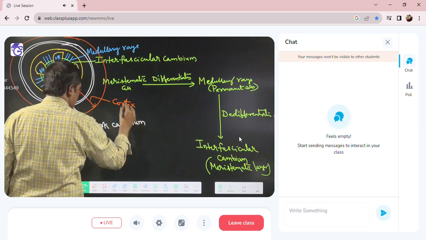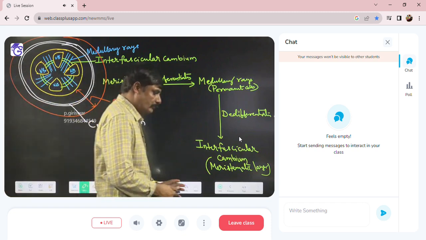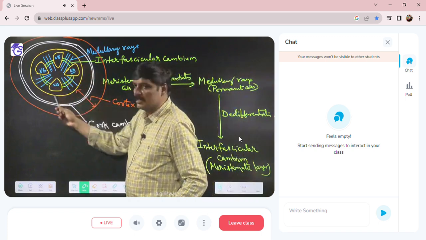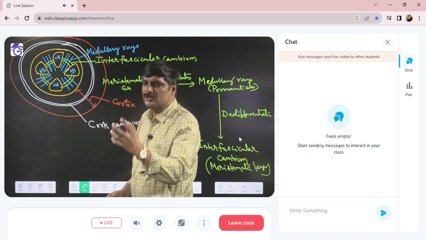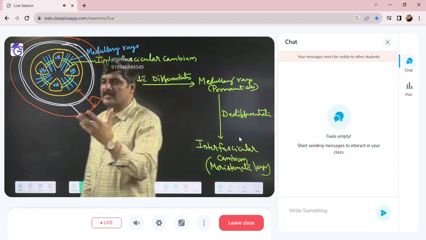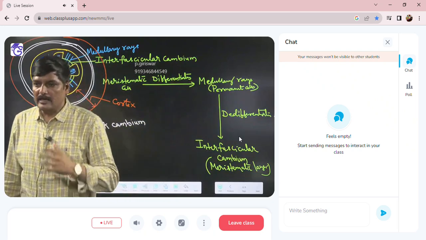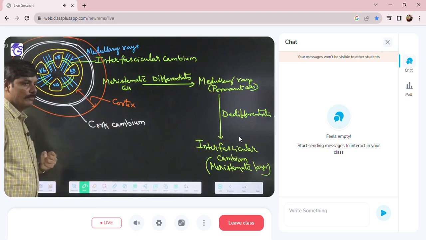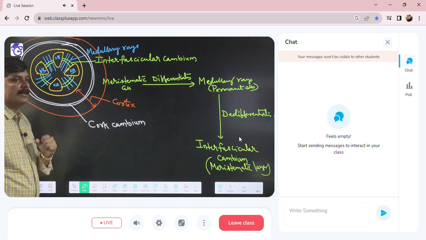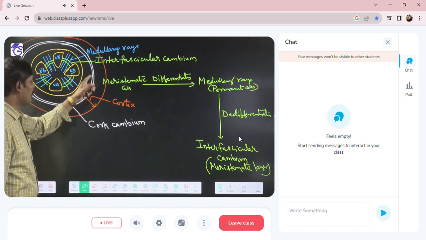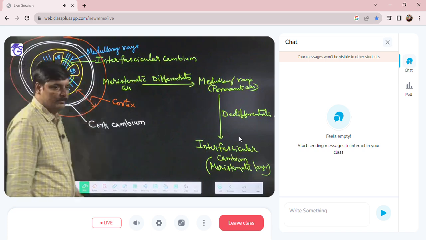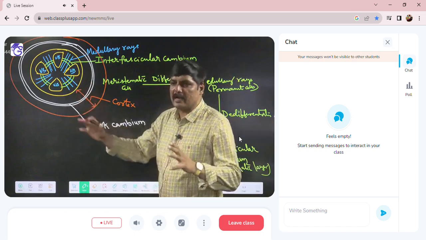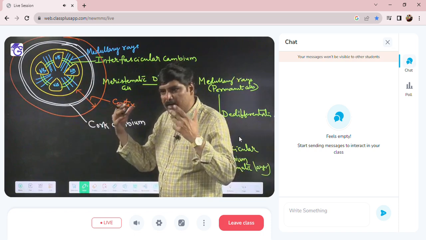This cambium is called cork cambium. And you know, this cortex is nothing but parenchymatous tissue. Parenchyma is a permanent tissue, and this is formed from differentiation of meristematic cells of the embryo. So, cortex is parenchymatous. Thus, cortex is formed by differentiation process.